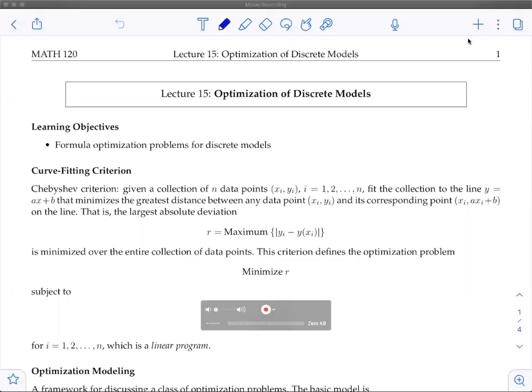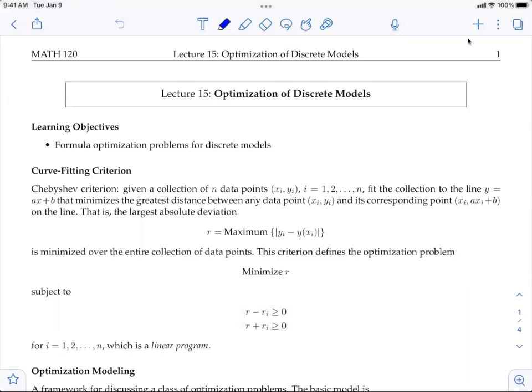Hello everyone, this is lecture 15, optimization of discrete model. In this lecture, we're going to look at the optimization problems for discrete models. We have seen this problem before, a few lectures ago, when we talked about curve fitting criterion. One of the particular criteria that we looked at is the Chebyshev criterion.